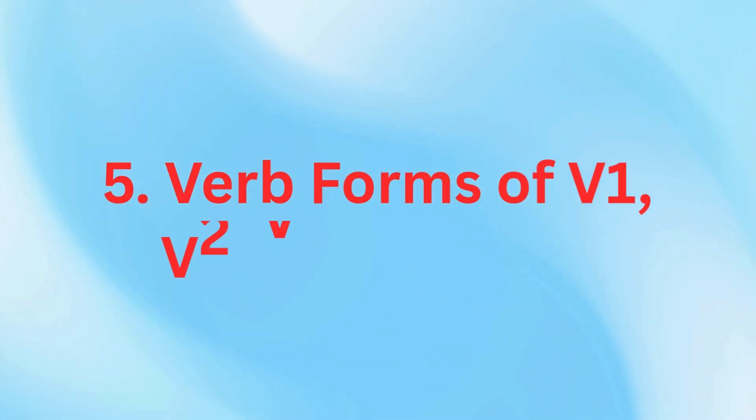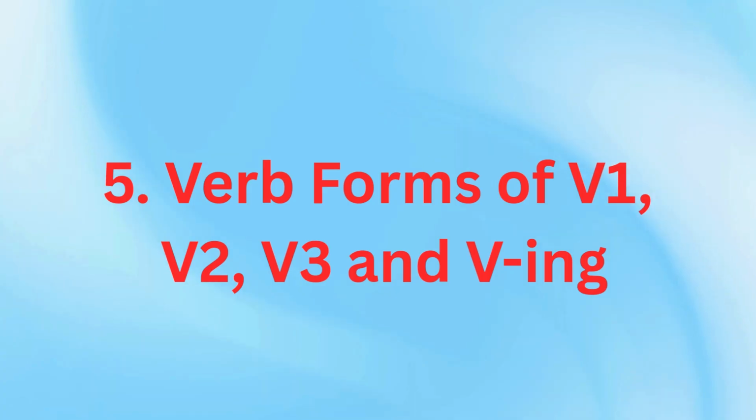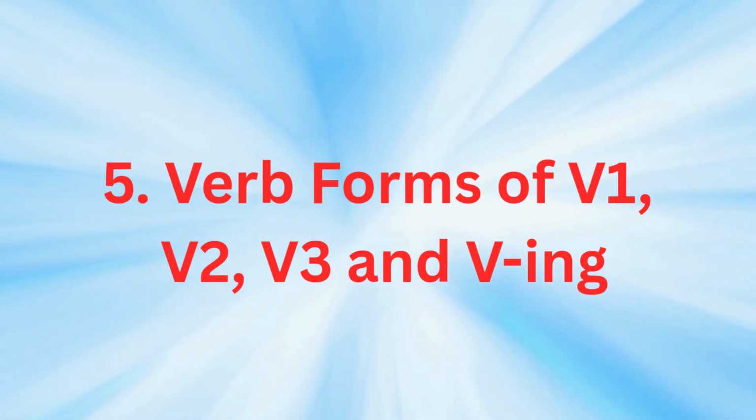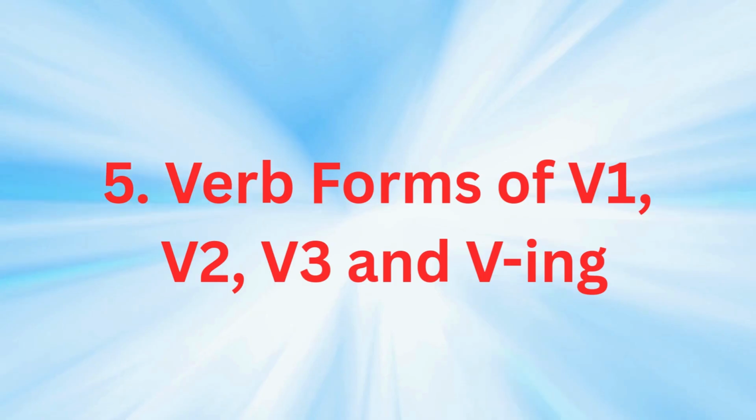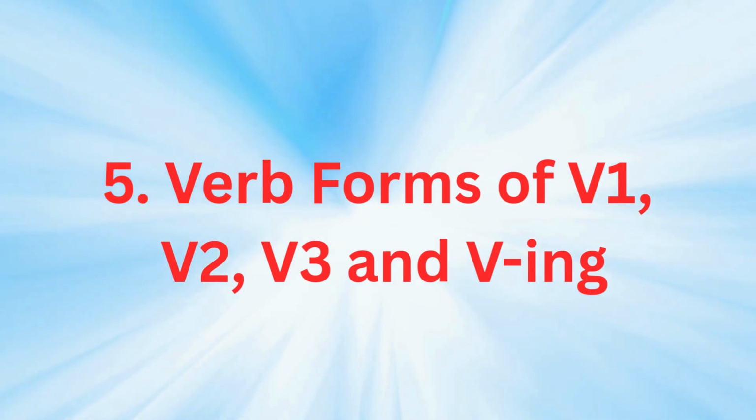5. Verb forms. Verb 1, Verb 2, Verb 3, and Verb-ing. English verbs appear in different forms depending on tense and usage. Verb 1 is the base form of the verb and is used in the simple present tense, and after to, such as I go to school, or I want to eat. Verb 2 is the past simple form, and is used for actions completed in the past, as in, she wrote a letter yesterday. We ate our supper.